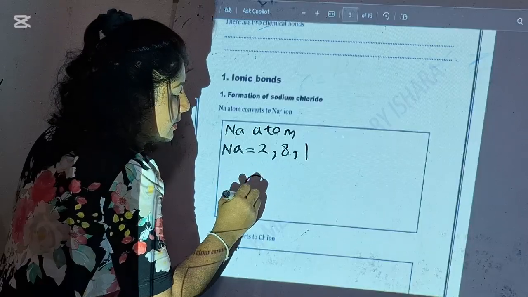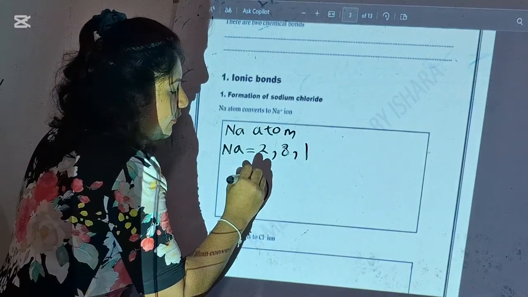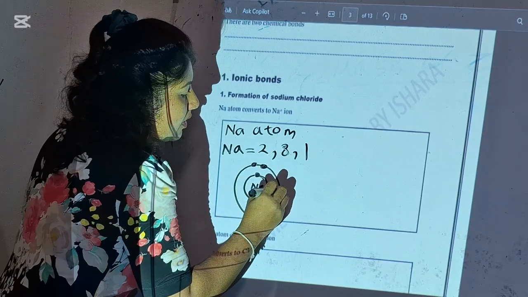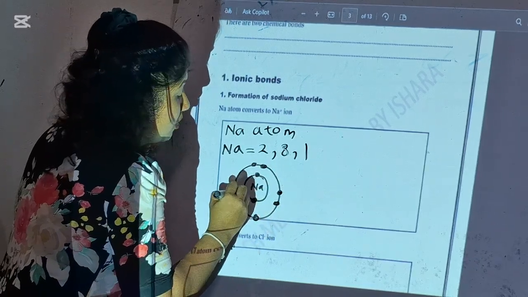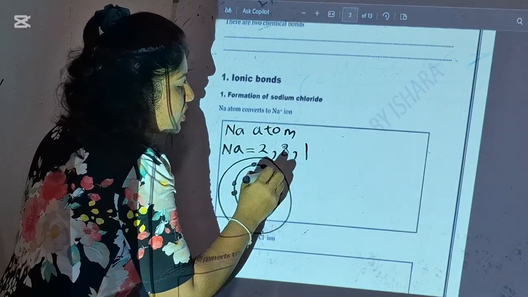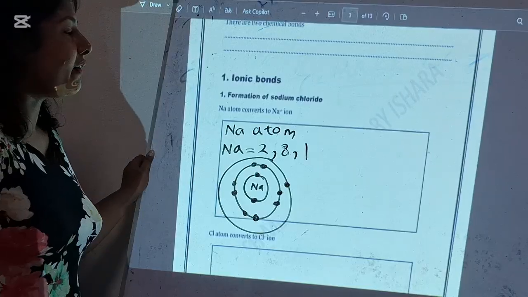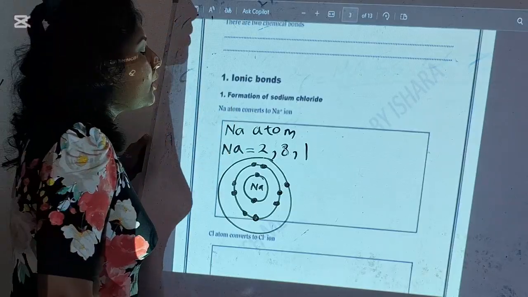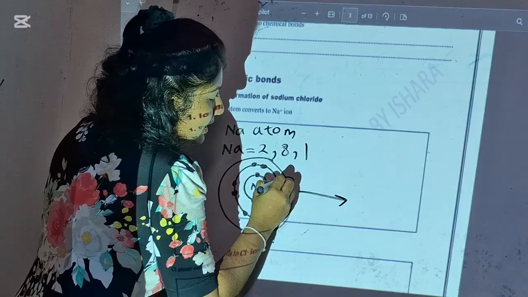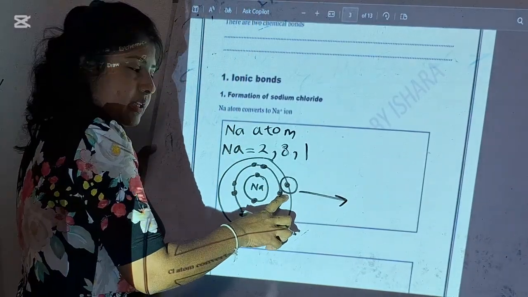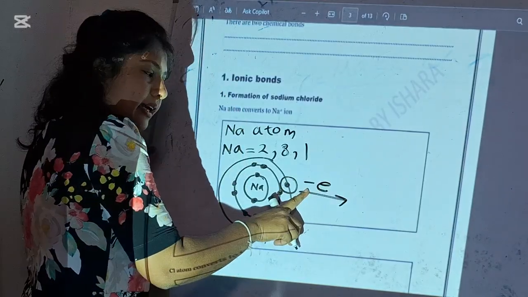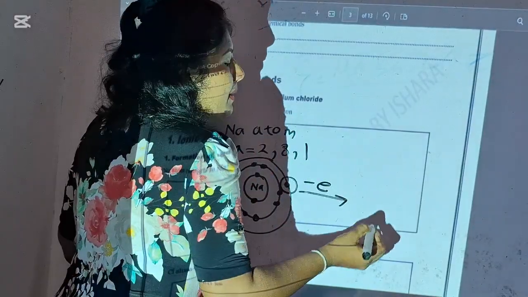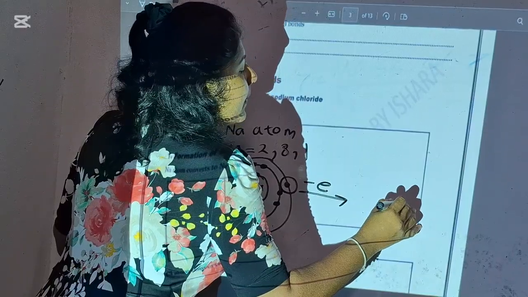So how to draw it? Sodium has 2 electrons in the first shell and 8 electrons in the second shell. But look at the last shell: there is only one electron. Now you know that is an unstable state. So after removing this electron out, it becomes the stable state as sodium plus.